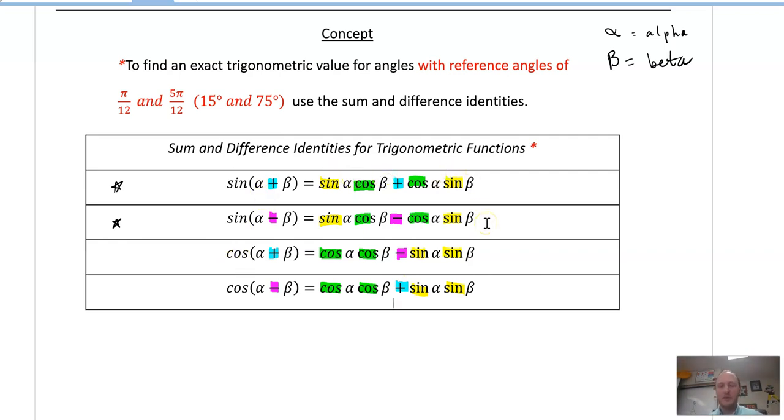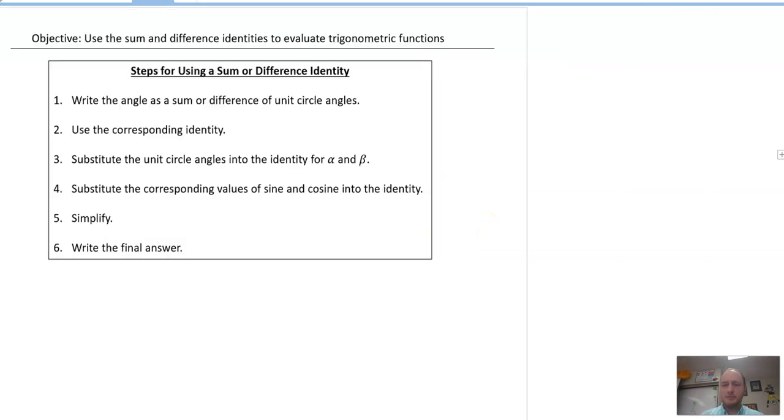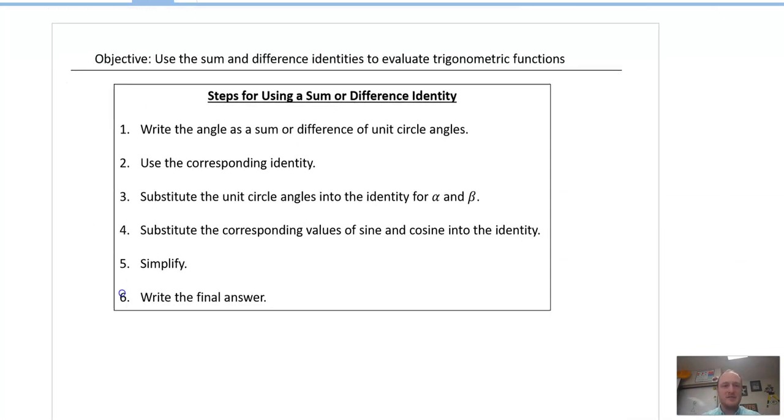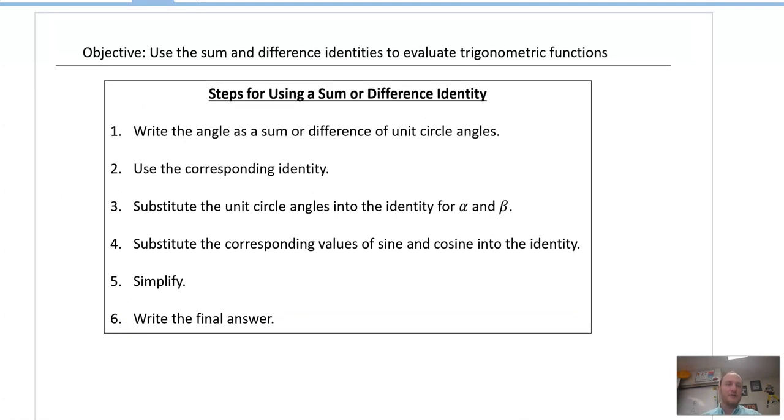Alpha and then beta. Okay, so let's look at some steps. First, we're going to write the angle as a sum or a difference of unit circle angles. So I first need to know what my alpha and what my beta are going to be.